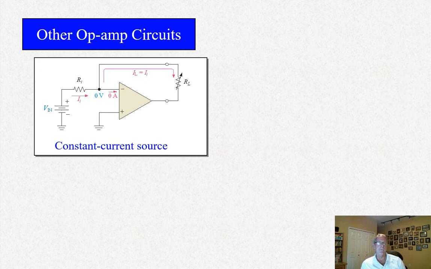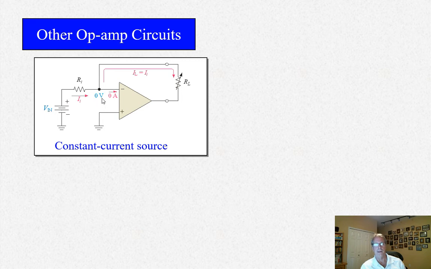So let's look at some other op-amp circuits. Now, these are really cool. I like this chapter specifically because there are all these really clever circuits. So this one's a constant current source, this particular circuit. If you look at this, we have a voltage source here feeding into the input resistor. Now, there's a 0 volts shown here. Why is that?